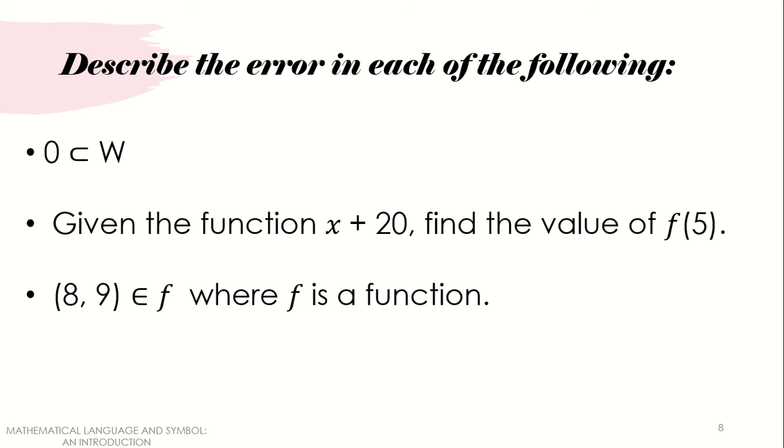Ano bang nire-represent ng W? Ang ibig sabihin ng W is, di ba, whole number. So, ang 0 daw ay subset ng whole numbers. May error ba dyan? May dapat pa ba tayong baguhin? Wala na, di ba? So, there is no error in the statement because 0 is a whole number.